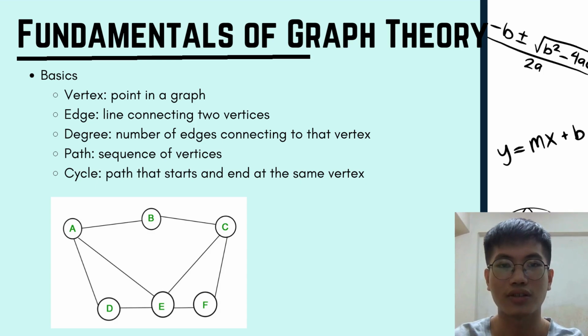A path is a sequence of vertices where each adjacent pair is connected by an edge. An example of a path would be from A to B to C to F. Last but not least, a cycle is a path that starts and ends at the same vertex, like from A to E to D to A.